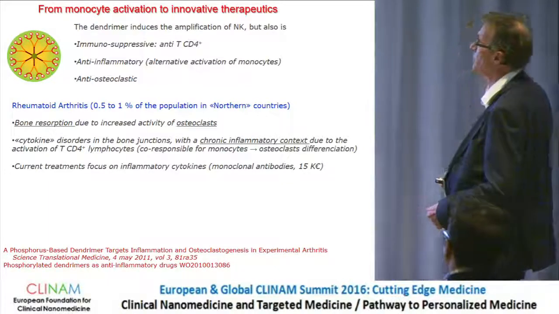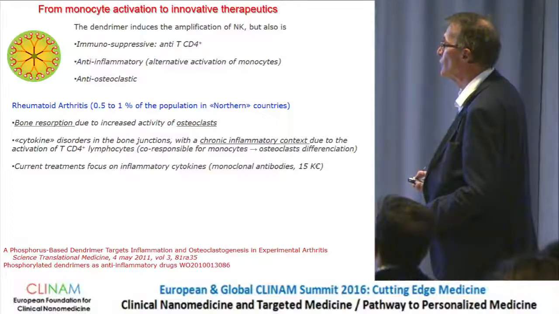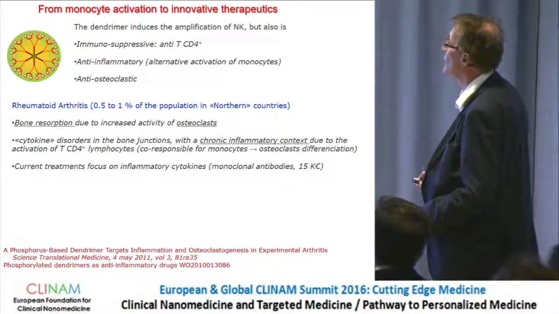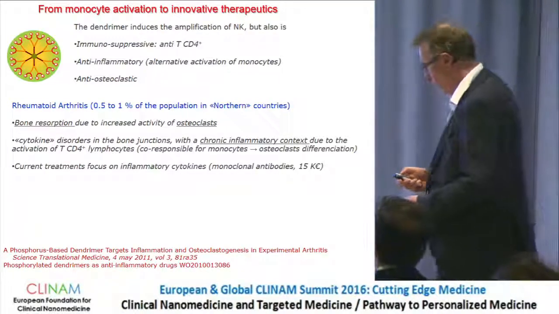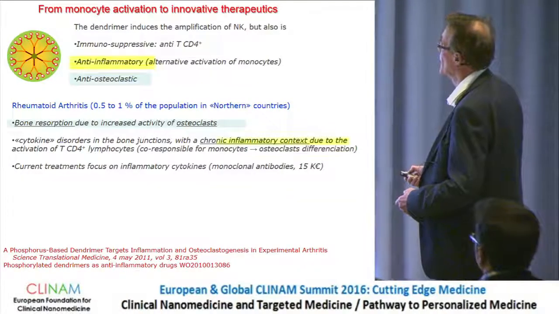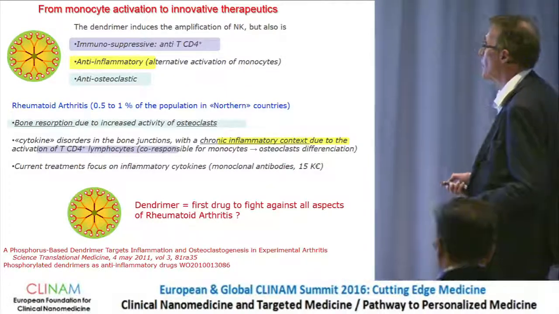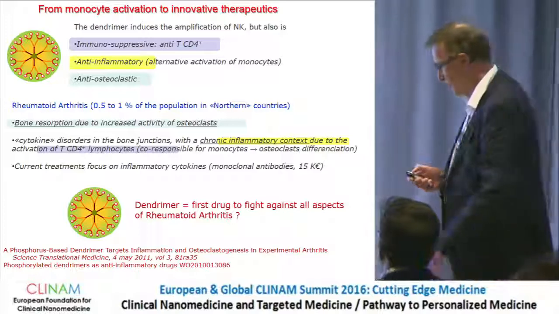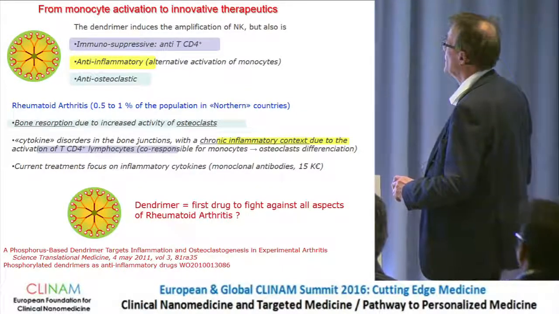And the current treatments for rheumatoid arthritis are based on the use of monoclonal antibodies, but it is very expensive, 15,000 euros per year and per patient. So, due to these properties of our dendrimer, we believe that this dendrimer can be the first drug to fight against all aspects of rheumatoid arthritis. So I would like to show you briefly what we did in this field.